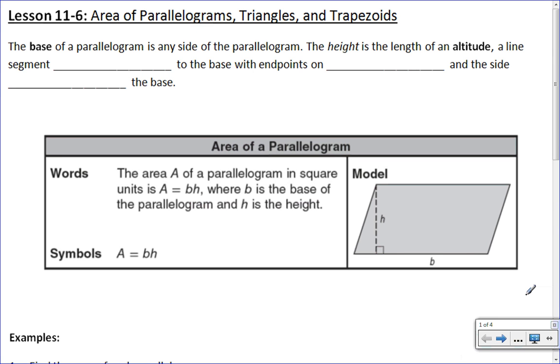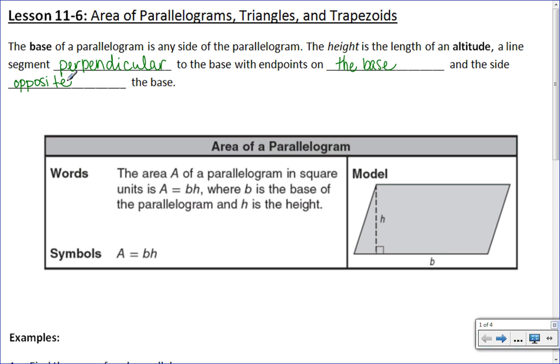This is lesson 11.6, area of parallelograms, triangles, and trapezoids. The base of a parallelogram is any side of a parallelogram. The height is the length of an altitude, or a line segment perpendicular to the base with endpoints on the base and the side opposite the base.